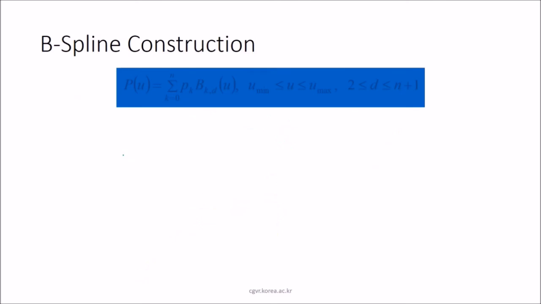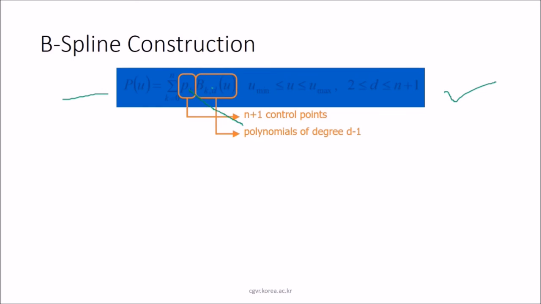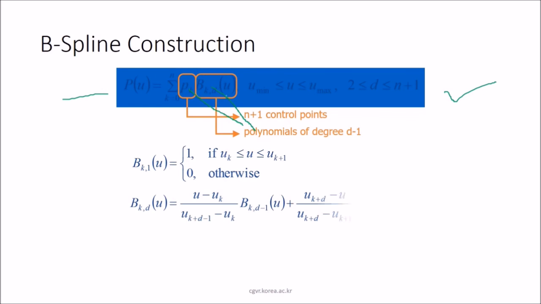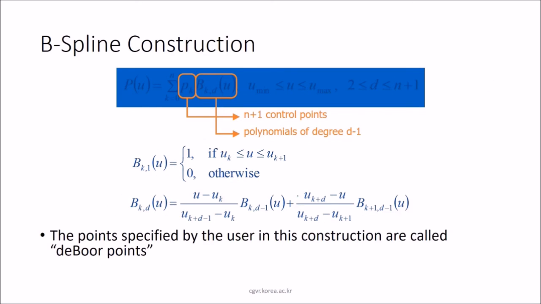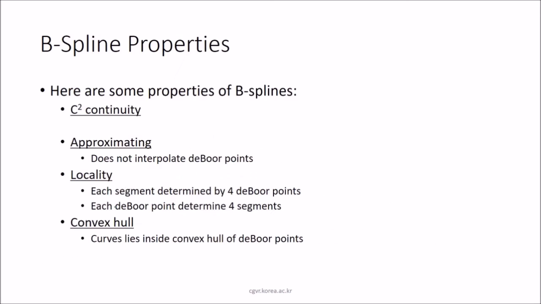See, so B-spline construction would follow an expression like this, where these are n plus 1 control points. These are the polynomials of degree d minus 1. So B_k,1(u) means 1 if u lies between k and k plus 1, 0 otherwise. But B_k,d will be given by this expression. The points specified by the user in this construction, we call them de Boor points. De Boor points. What are B-spline properties?